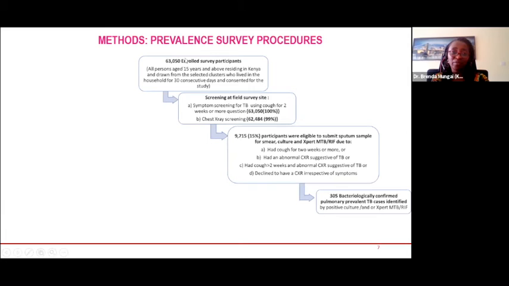We had 63,050 enrolled survey participants. All these were aged 15 years and above. They had to be residing in Kenya for a period of at least a month, so 30 consecutive days. And of course, consented to the study.